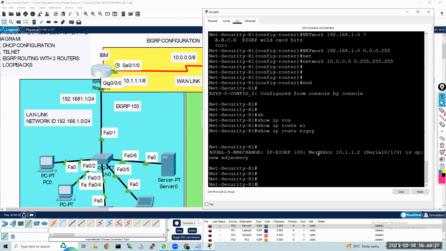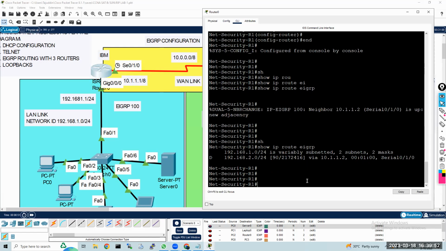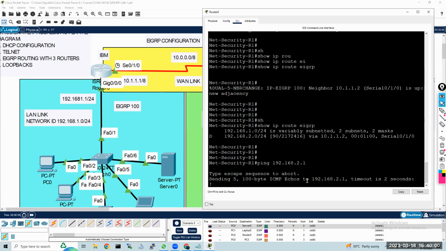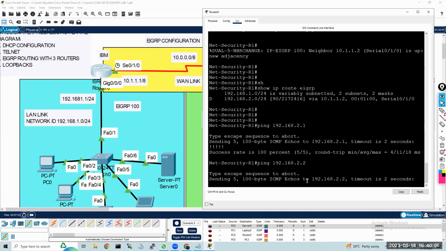Now this router also formed the adjacency. If you type show ip route eigrp once again, now this one also learned the second network. The AD value is 90, and this other value is called the metric. It has calculated it. Now you can ping the other network, 192.168. I'm in router 1, I'm going to ping your second network. I have the reachability, so I can reach all your networks.